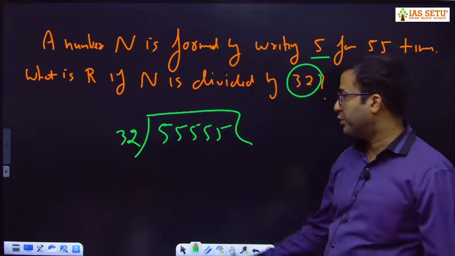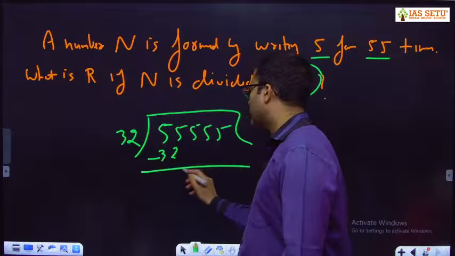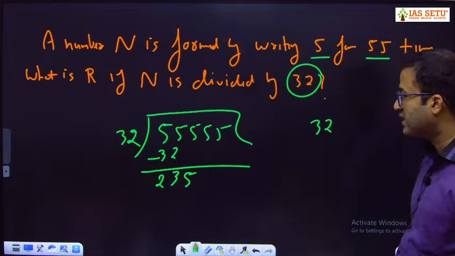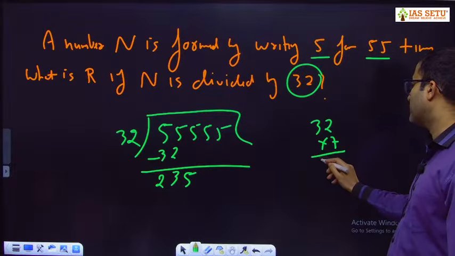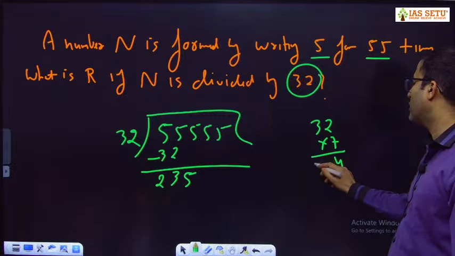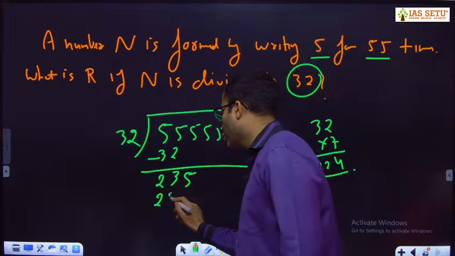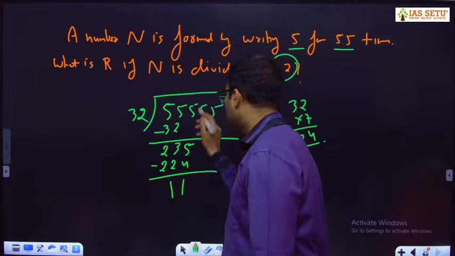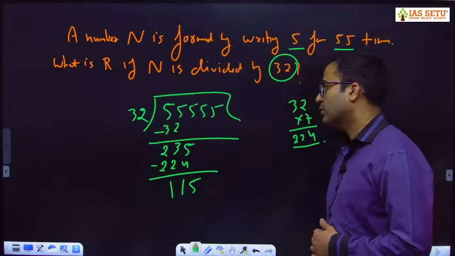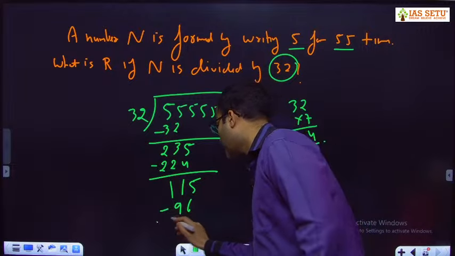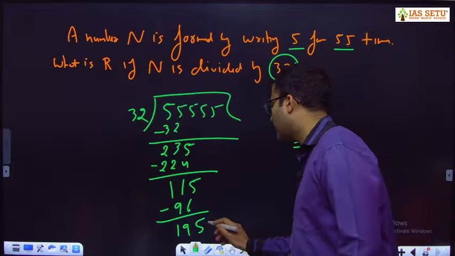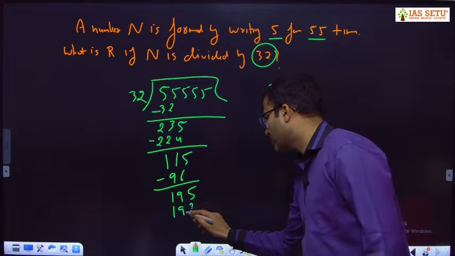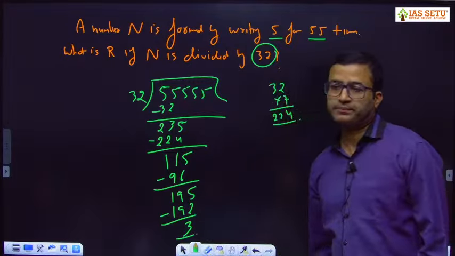So we divide by 32. Here this is 32. So you get 3 here, you get 2 here, 2 3 5. 32 times 7 is 224. So here 224, so you get 11. So you take 1 5. 32 3s are 96. You get 19. 195. 32 6s are 192. So here your remainder is coming 3.